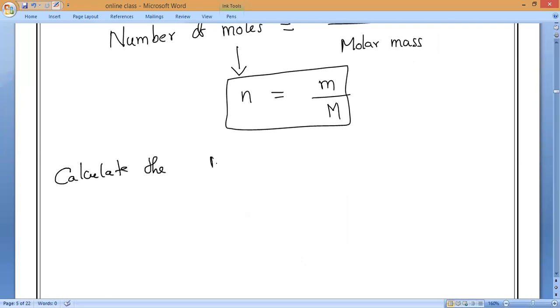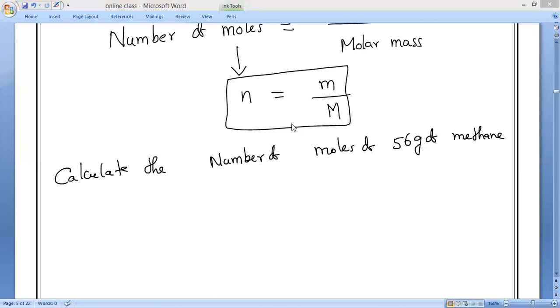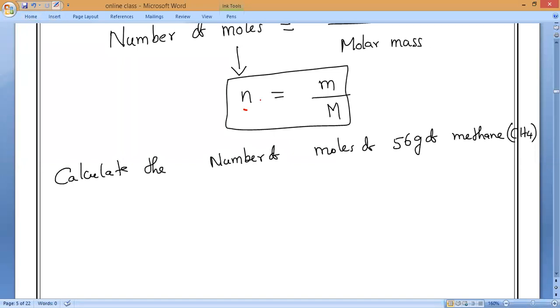Calculate the number of moles of 56 grams of methane. Just now I taught methane. What is the methane formula? CH4. Guys, 56 grams of methane, how much? What is the formula? See here. They are asking what now? Observe very carefully how many moles they are asking.